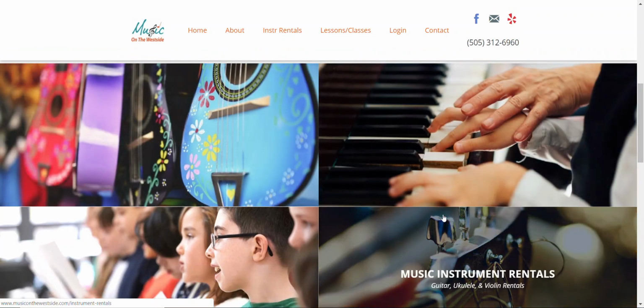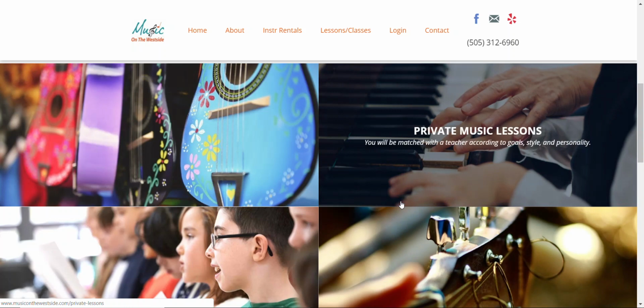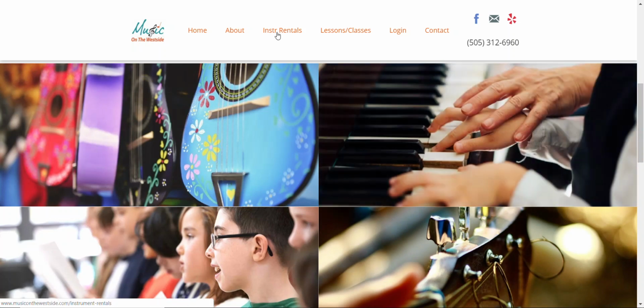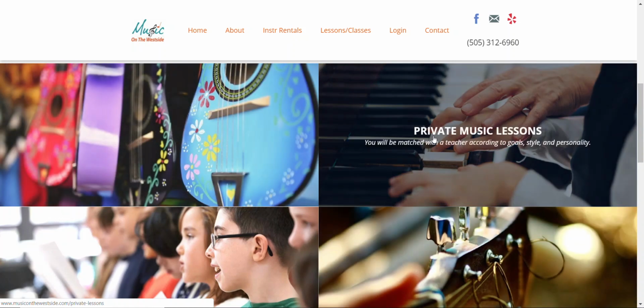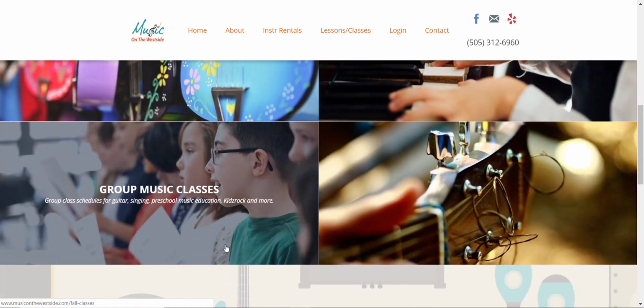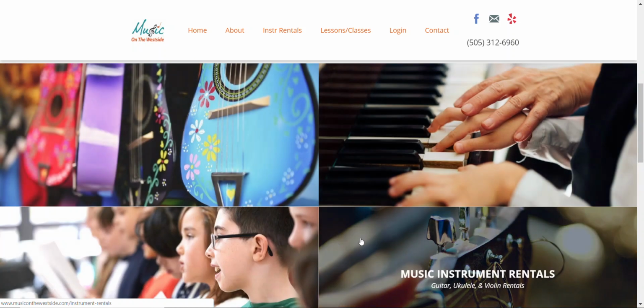So always a pet peeve of mine is seeing pictures of instruments, unless your business is selling instruments. But that's not what their business is. I'm not clear, the whole instrument rentals thing is throwing me off a little bit. So that would kind of make sense with this. Well, here it says classes. So yeah, this picture is great. Group music classes, showing kids engaged with the service is great. I think each one of these pictures could be that.